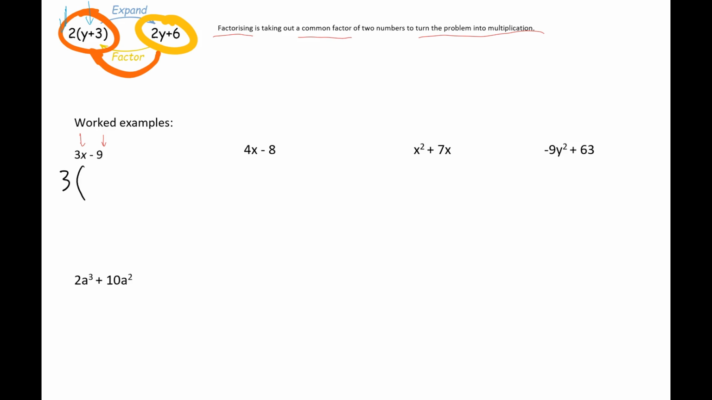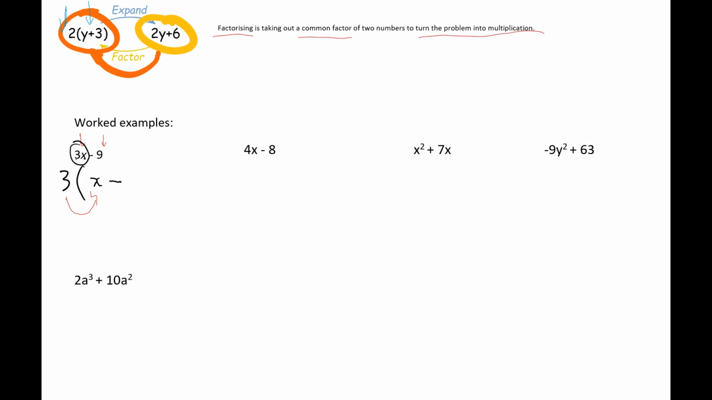So let's look at our first part here. If I took out the 3, how do I make this by multiplying by 3? Well, 3 times 1 is going to be the 3 here, and then I have an x. I didn't take the x out the front, so the x has to stay inside the brackets. Now let's just check this. 3 times x gets us 3x. So we're on the right track.